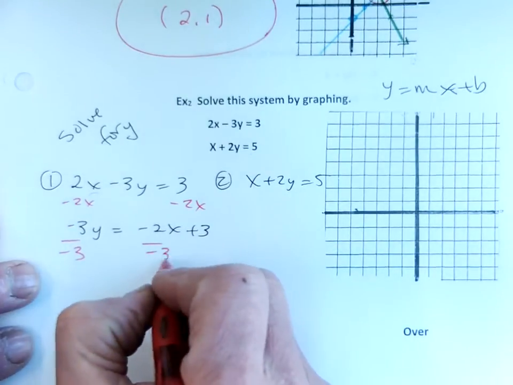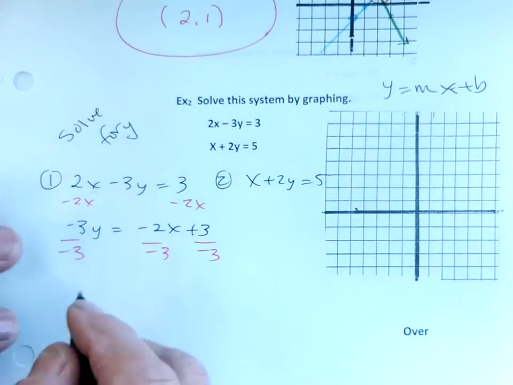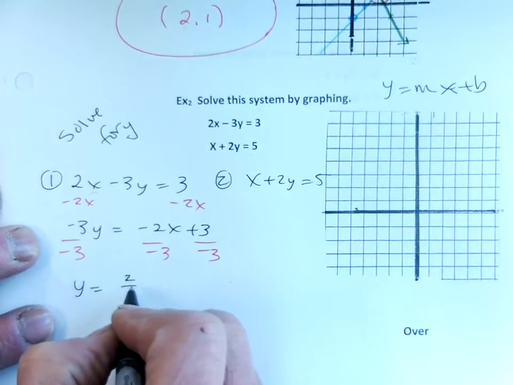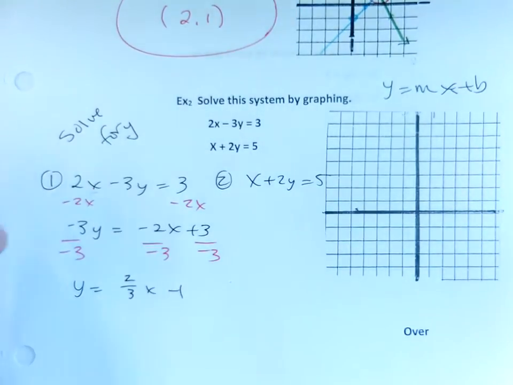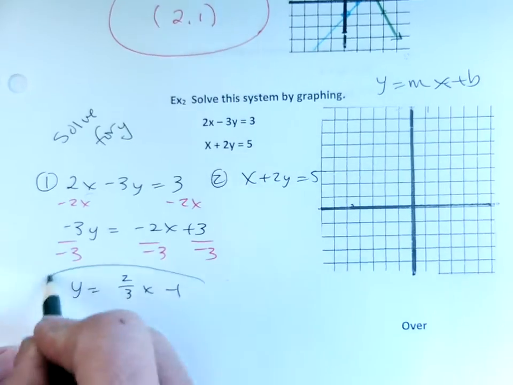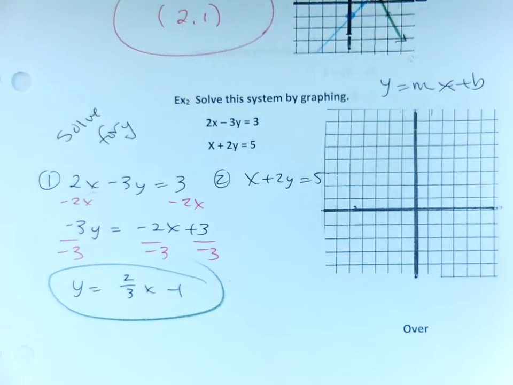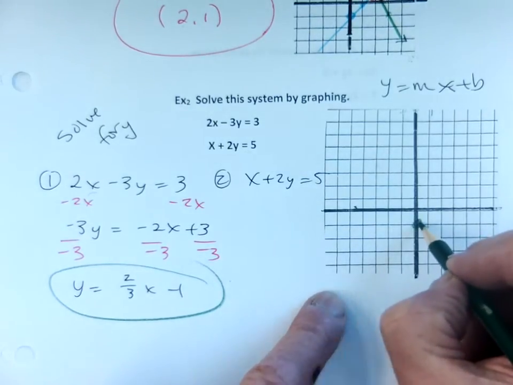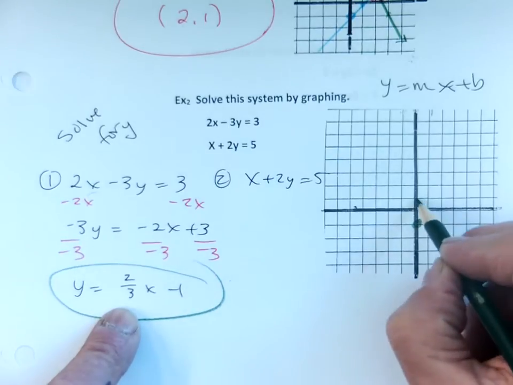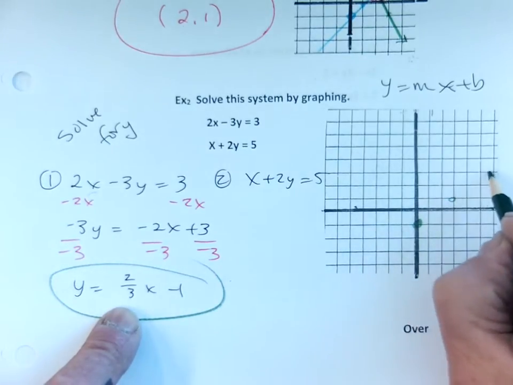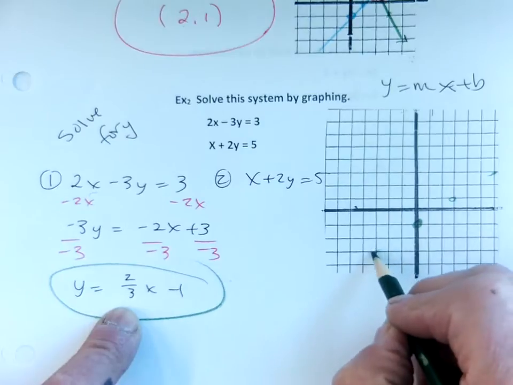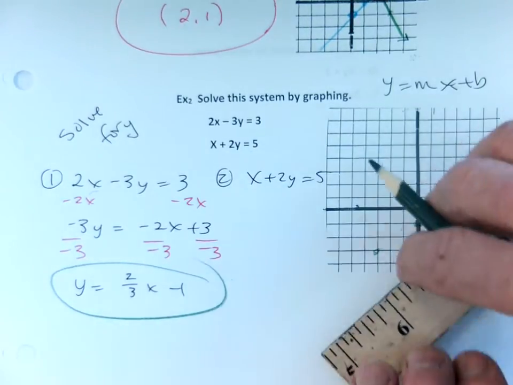Everything. And y equals a positive 2/3 x minus 1. And I'll slow down. Slow down for a second. Yes? So is that the first line? Yeah, that's the first line, which we can graph, right? So I can start at -1. I want to graph up 2 over 3, up 2 over 3, down 2, back 3. So here's my first line.